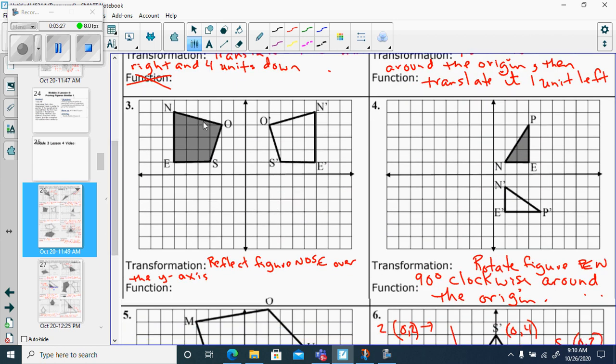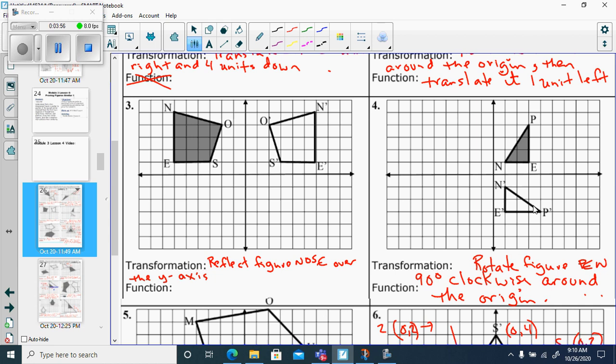How about this figure, NOSE? Well, let's see, this is only 2 units from the y-axis. So if I draw this on patty paper, and I draw these 2 axes, draw my center, and then I reflect it over, I will find they're right on top of each other. That means they're congruent, same size, same shape. All I had to do was reflect figure NOSE over the y-axis.